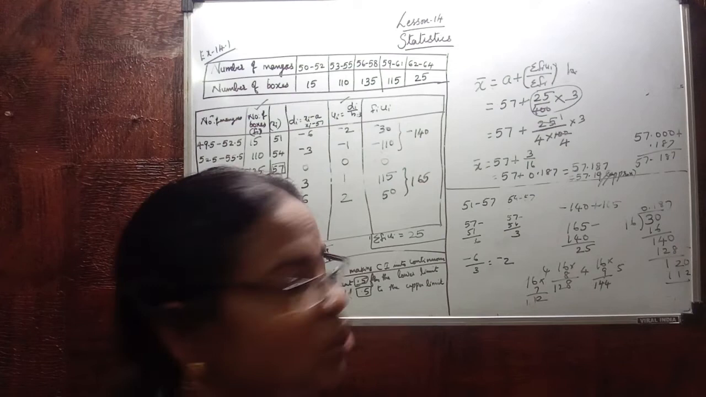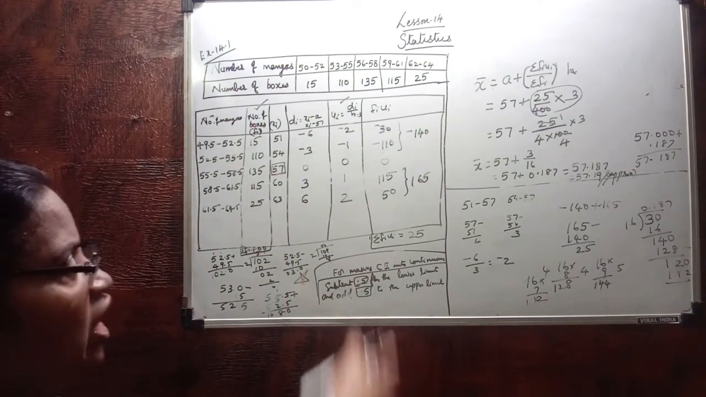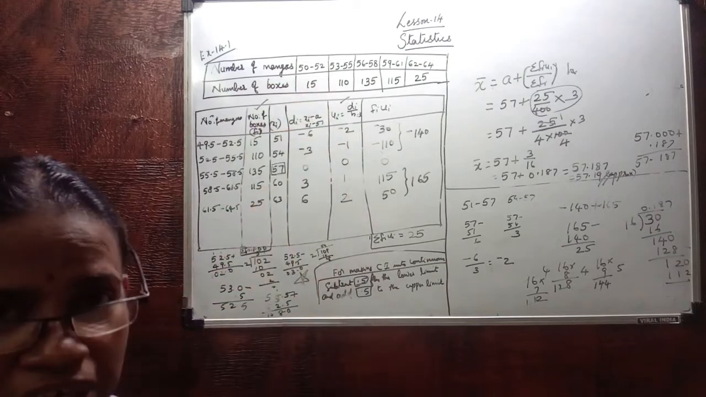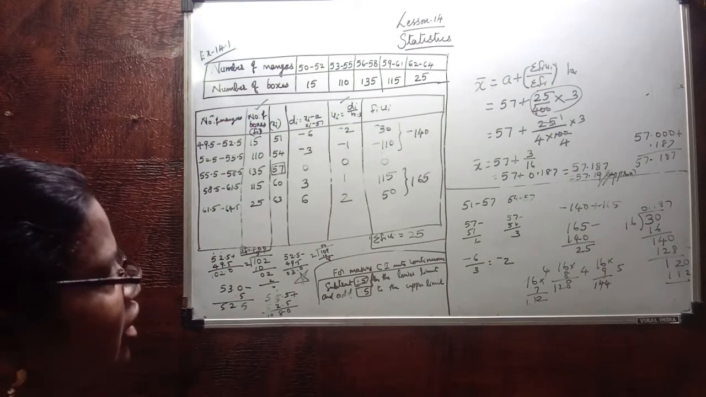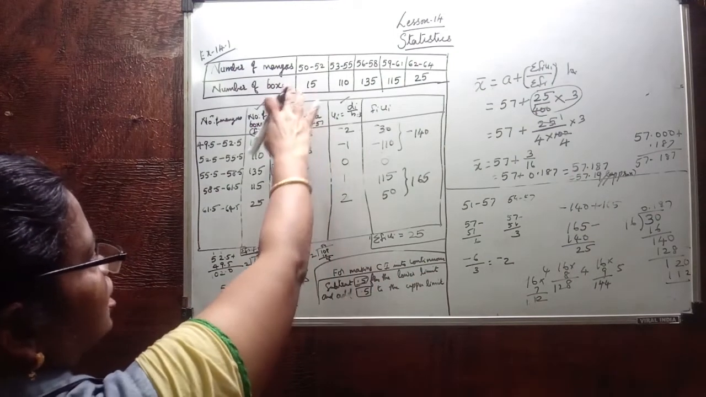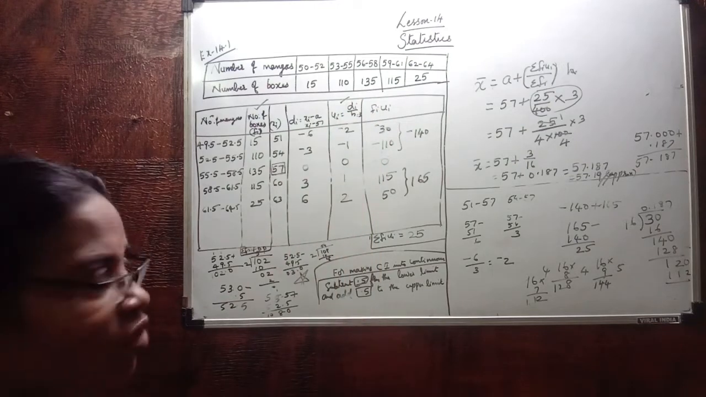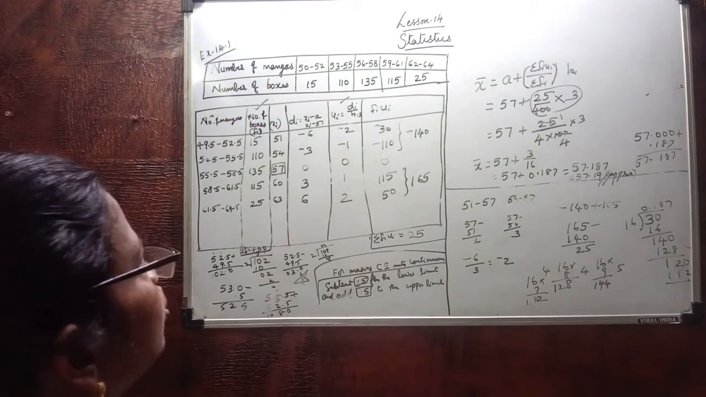Clear? So this is the correct method, the correct way we have to do. If it is not continuous, make it continuous and do it. If you think that it is very difficult, anyway your answer will be the same if you take this one also. Always do the correct way. Clear? So we will do the next problem.